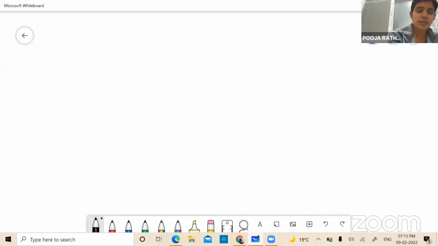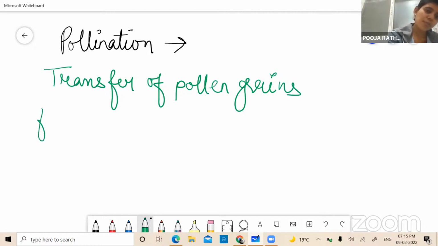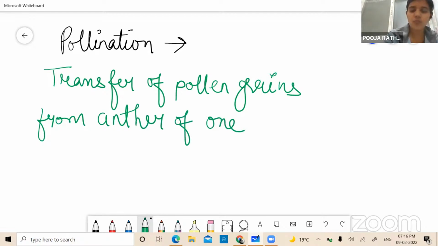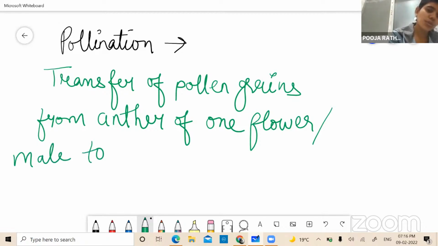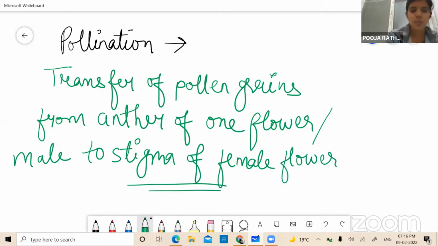Pollination is the transfer of pollen grains from the anther of a male flower to the stigma of a female flower. That is what is called pollination.